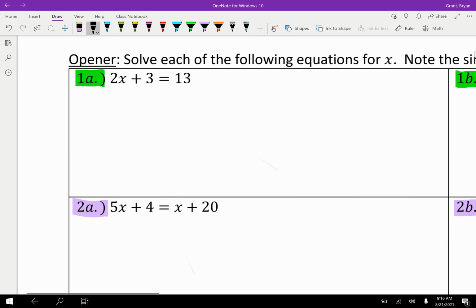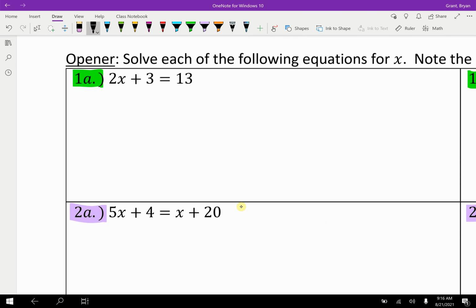Okay, so hopefully you've unpaused at this point, and maybe you didn't have too much trouble with this one. If you did, I'll just remind you, we're just following SADMAP. We always want to undo addition and subtraction first. There are two numbers on the same side as x. 2 is multiplying, 3 is adding. So let's undo that adding 3 by subtracting it from each side. That leaves us with 2x equals 10. And then there's only one step left.